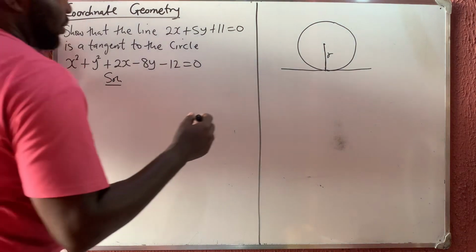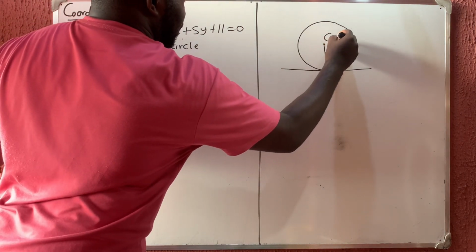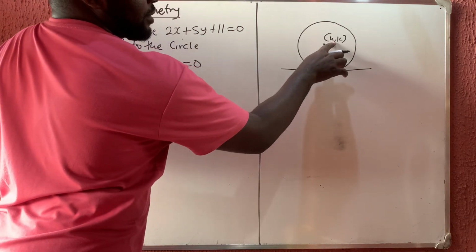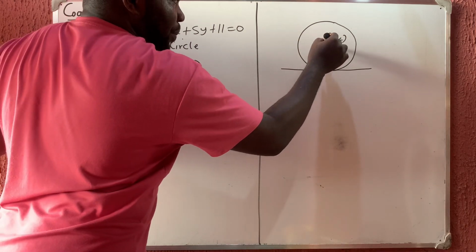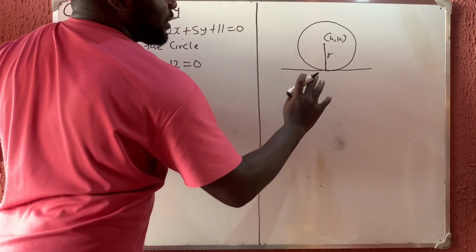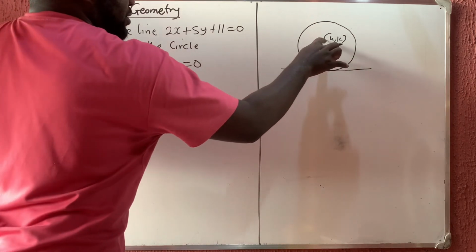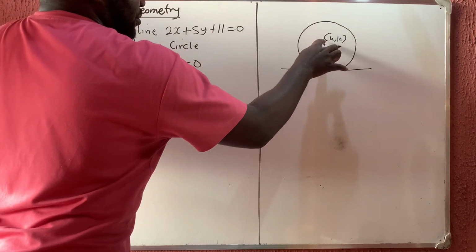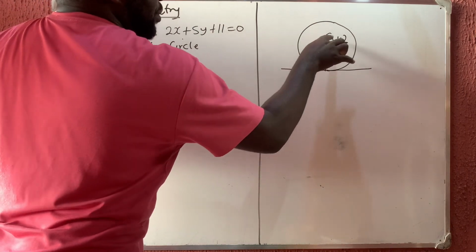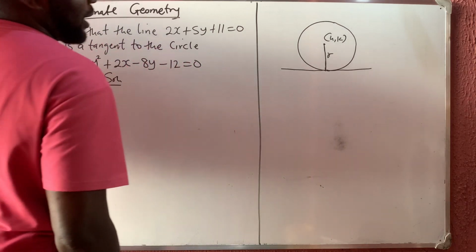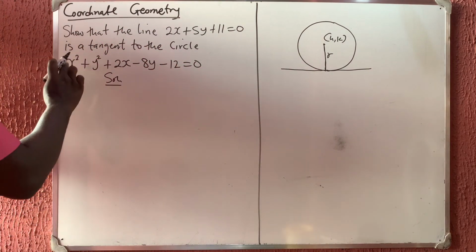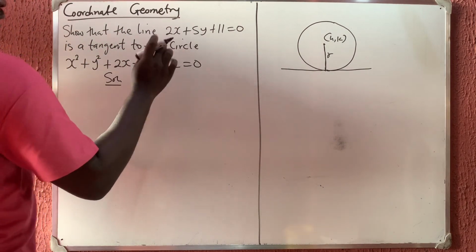All we need now is this point, which is called h comma k. This is the center of the circle. If you can find the distance between a point and a line, there's a formula for that. If you can remember, watch my video on straight line. We'll come to that, but before then, let us find the radius of this circle and know what it is.